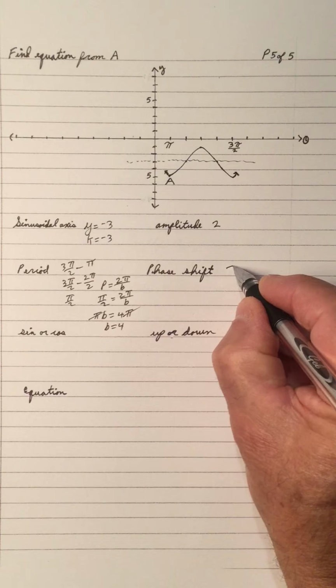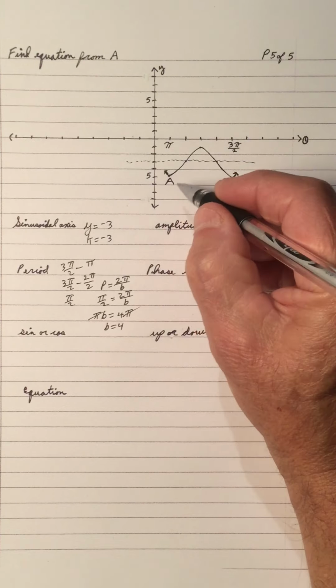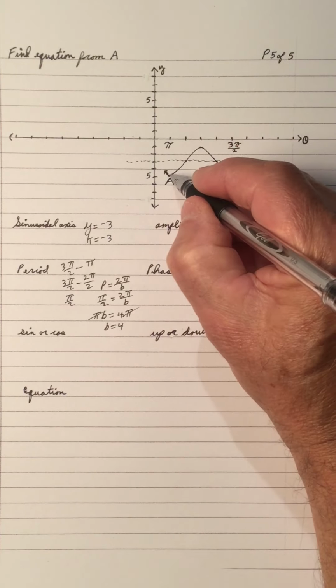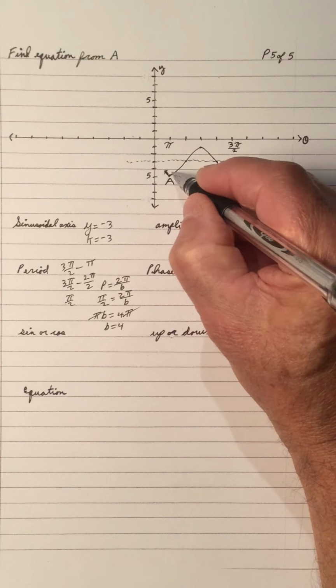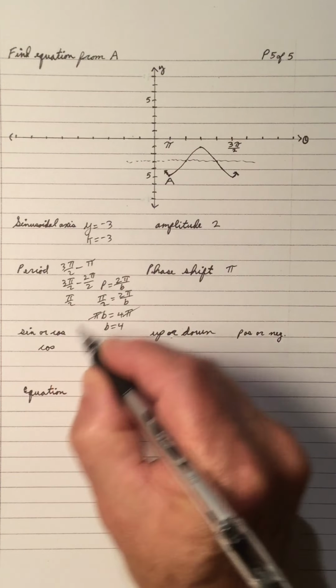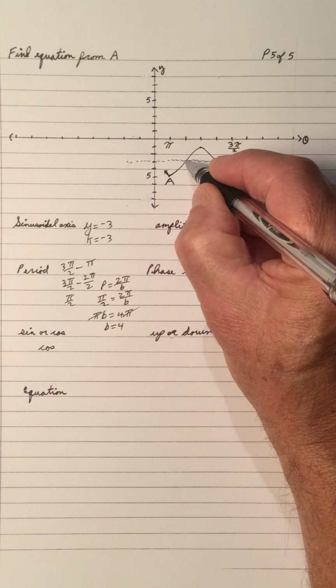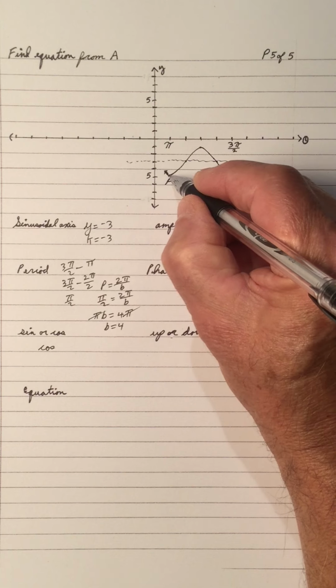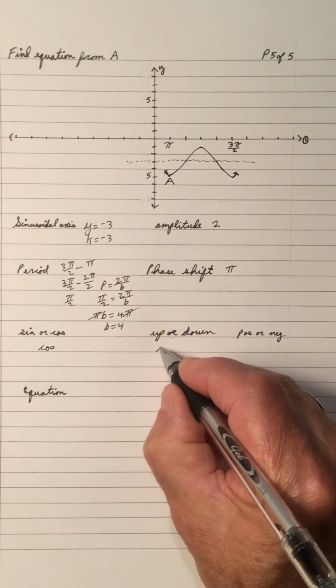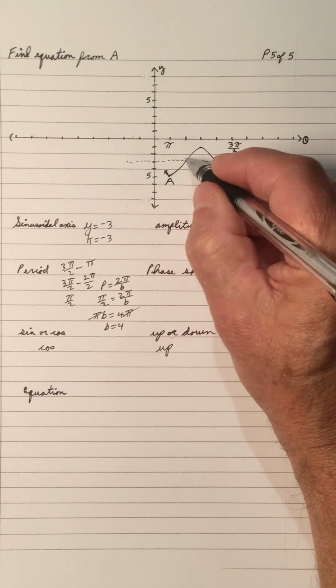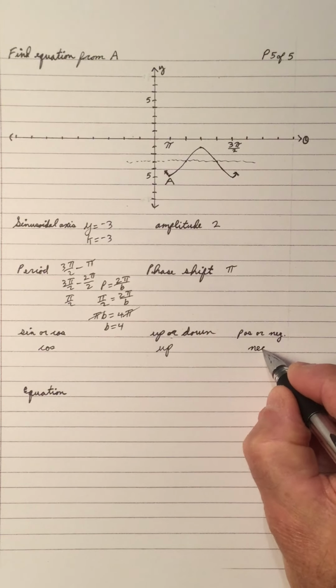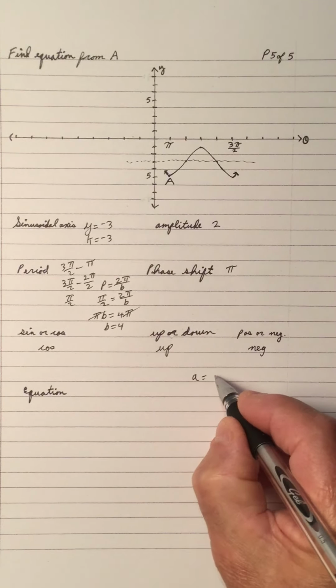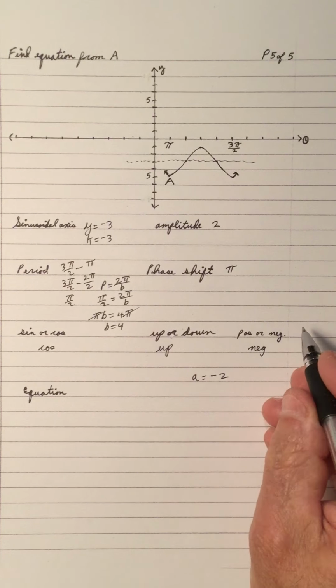And the phase shift is right here, pi. The phase shift is pi, positive. And we're starting here. We're not on the sinusoidal, so this is a cos graph. If we're on the sinusoidal here, it would be a sine graph. So this is the minimum, and this is going up. And a cos graph going up is negative. So that means A is going to be -2 in the equation.